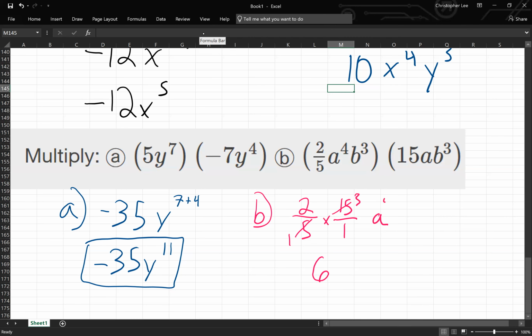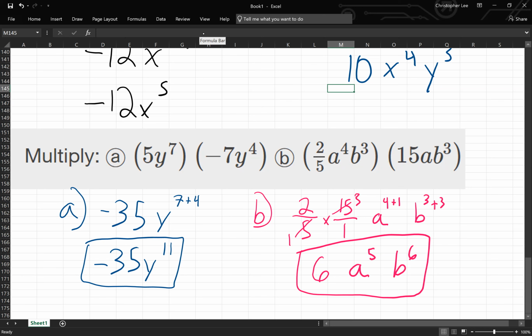And then we have what? A to the 4th plus 1. That's going to give me what? A to the 5th. And then I'm going to have what? B to the 3rd plus 3. This is going to give me B to the 6th. And that's my final answer right there. Is there any questions on this? Any questions?